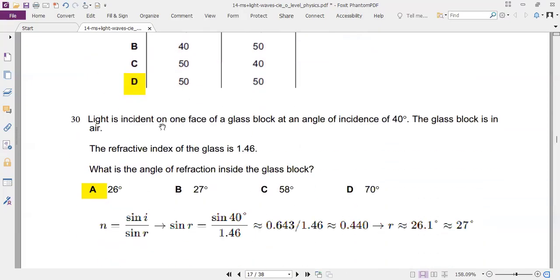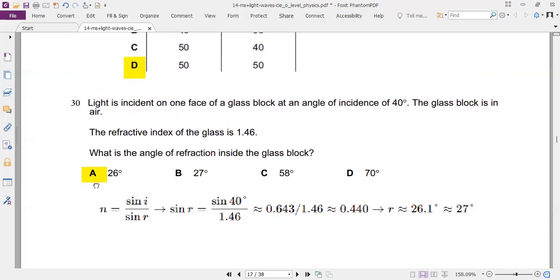Number 30. The angle of reflection using the angle of incidence and n is again calculated very carefully. Use the sine inverse identity here. Put sine inverse. This value should give you 26.1, approximately 27. Well, to be honest, it is not 27, that is wrong. It is 26. So the answer is 26 given here.